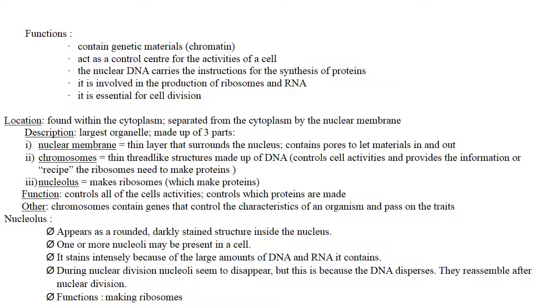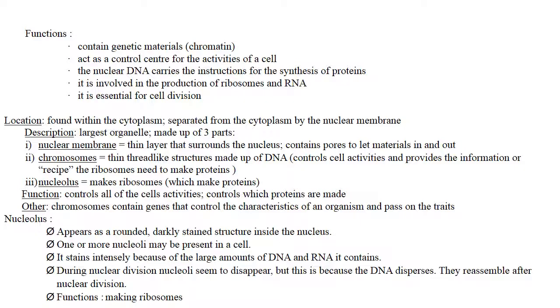Functions: it has genetic material like chromatin and acts as the control center for the activity of the cell. Nuclear DNA carries the instructions for the synthesis of proteins. It is involved in the production of ribosomes and RNA, essential for cell division. Location: it is found within the cytoplasm, separated from the cytoplasm by the nuclear membrane. It is the largest organelle, made up of three parts.